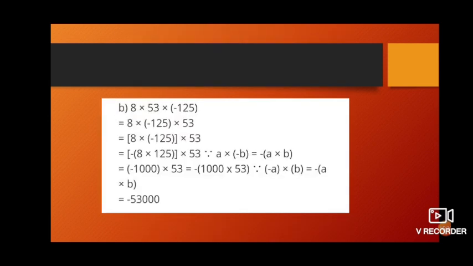Next, one more sum. Here, what is the property we have to use? 8 into 53 into minus 125. If we take the associative property, if we change the order of the numbers, the product will not change. So now I am going to rearrange these numbers to make the calculations easy. If I write 8 into 125, we'll get 1000. With the 1000 we can multiply any number in an easy way. So I am taking minus 125 into 8, and we'll get minus 1000 into 53. We'll get minus 53,000, which is very easy.